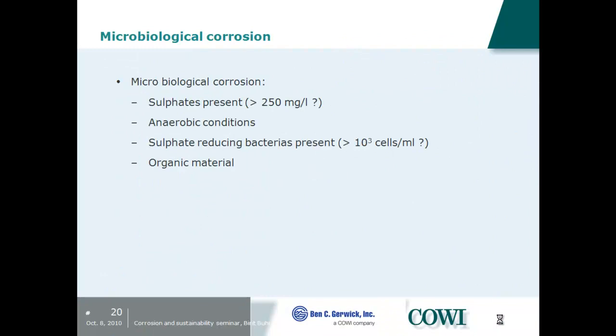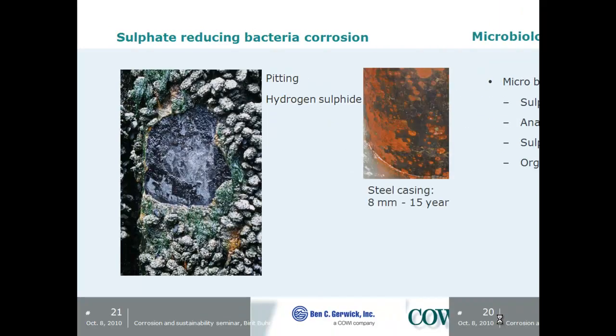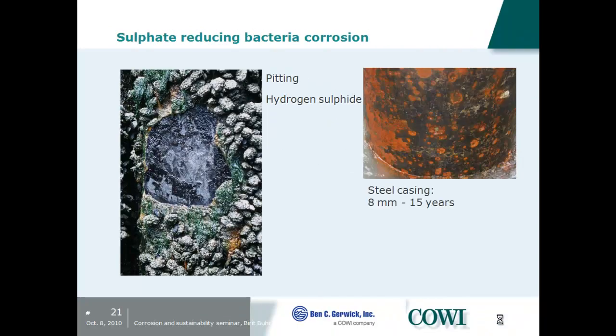If we then look at microbiological corrosion, this is not so much with reinforced concrete; it's with steel in seawater and in soils. If we have sulfates present, anaerobic conditions, meaning no oxygen in the environment, sulfate-producing bacteria and organic material, we can have microbiological corrosion. You have examples here. This is a steel casing where the steel was corroded 8 millimeters over 15 years. So this is a very aggressive corrosion type.